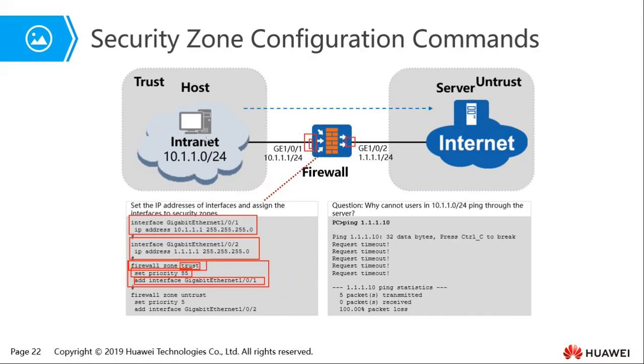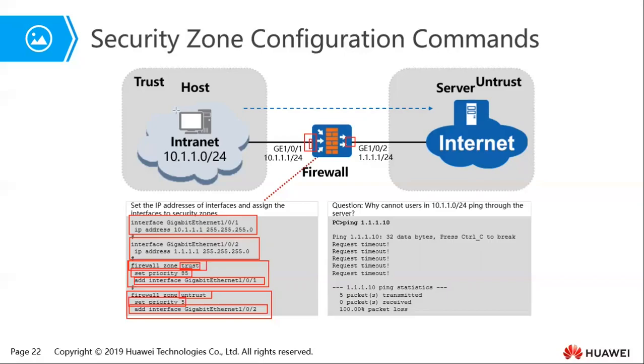So anything that is connected, any network that is connected via that interface is actually in the trust zone. After doing that, we also configure this as the untrust zone. Again, the command is firewall zone, then the name of the zone. Then we set the security level using the command set priority. Then we give it a low priority value of 5. Then we do add interface G1/0/2. So once we've done that, this will be in the untrust zone.